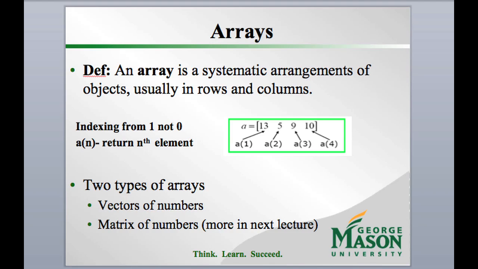Within arrays, there are two types: vectors of numbers and matrices of numbers. We'll talk about vectors of numbers today and save matrices of numbers for the next lecture.